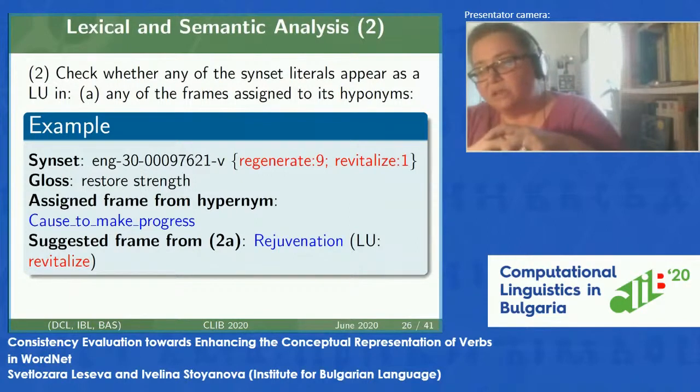So in this sort of procedure, we take, for example, the verb regenerate. It's been assigned the frame calls to make progress, but we see that some of its hypernyms have been assigned the frame rejuvenation, and in it we can see the second literal appearing as a lexical unit, revitalize. So in this case, we give it as a suggestion that rejuvenation might be a better fit for this scene set.